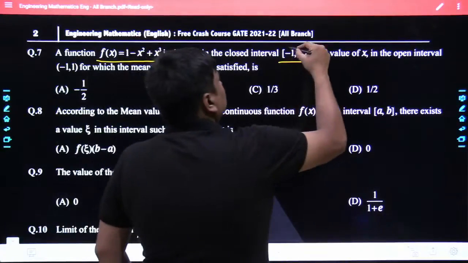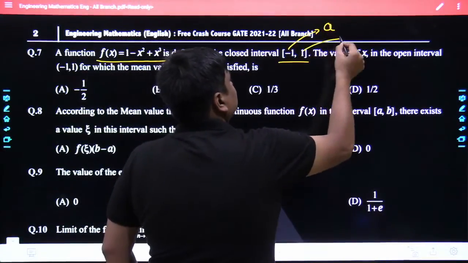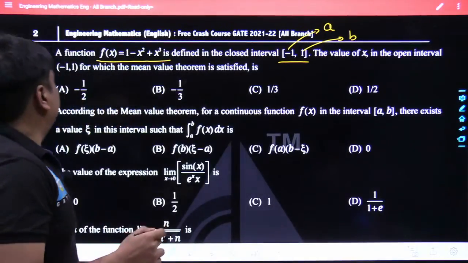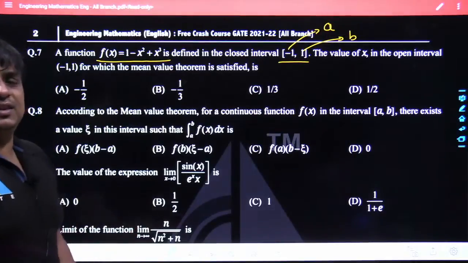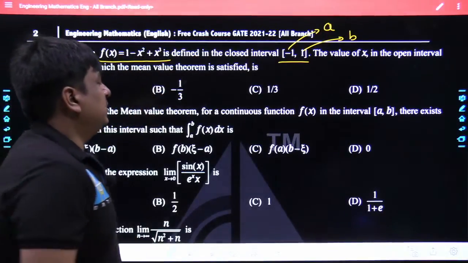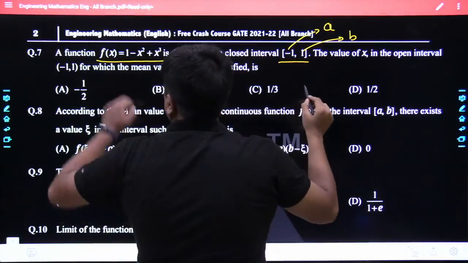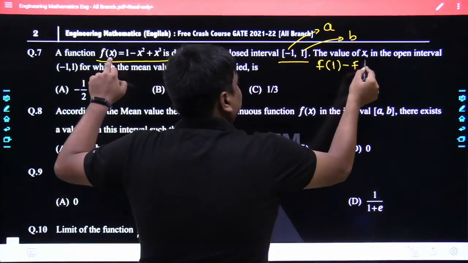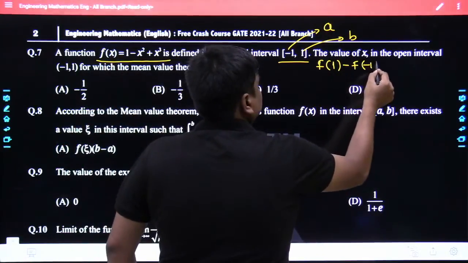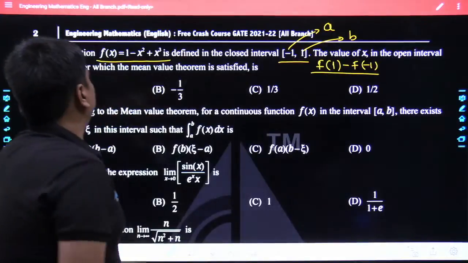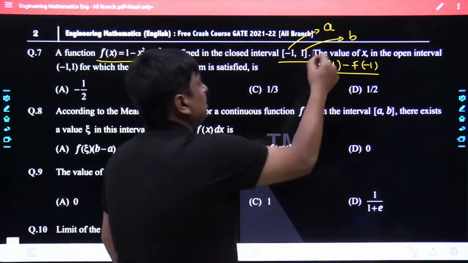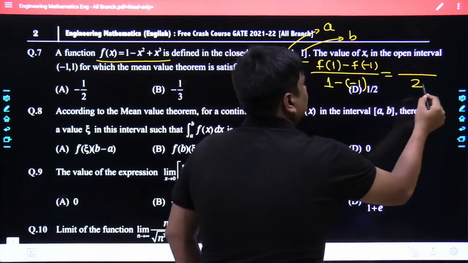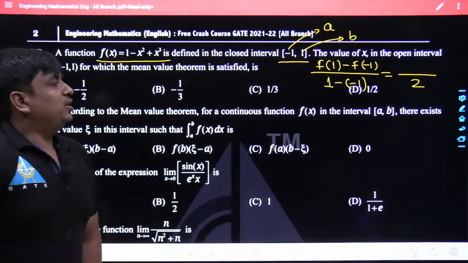What I will do, the minus 1 I will take as a, and similarly 1 I will take as b. And only one function has been given. Assume this is nothing but the Lagrange's mean value theorem. What is it? F of b, that means f of 1, minus of f of a, f of minus 1, divided by of b minus of a. May I know what's the b over there? The b is 1 minus of minus 1. At denominator it would become 2. May I know what's going to be the f of 1?